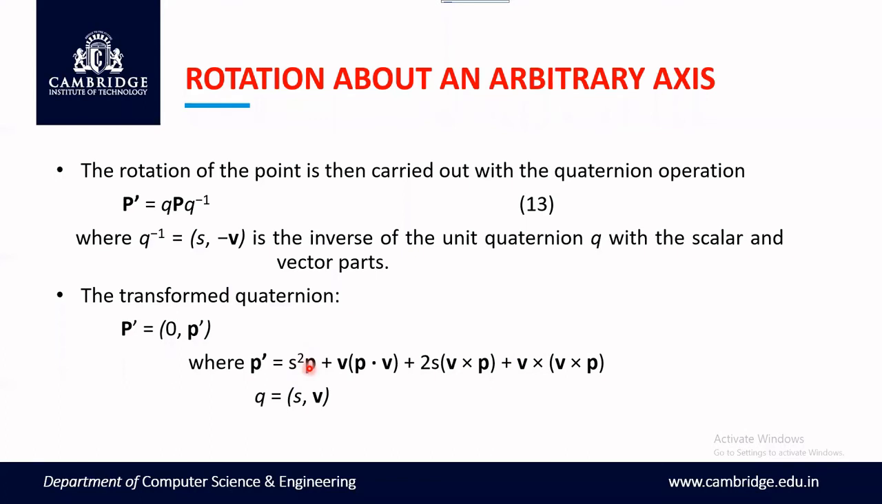Where p dash is S square into P plus V into P dot V, which is again the dot product, plus the cross product, and again the cross product of the cross product. So this is the formula that we get. For us to remember, it is difficult, but since we have very efficient hardware, it is very easy to calculate this value.